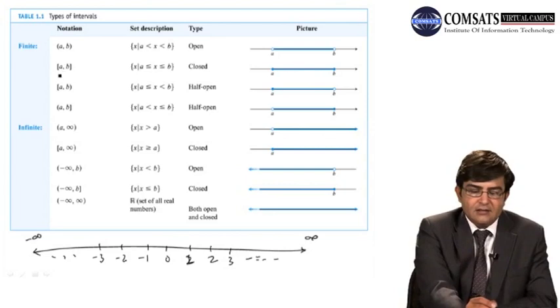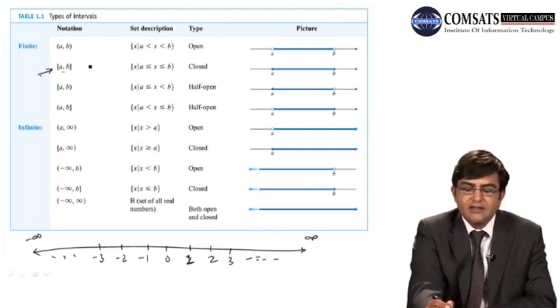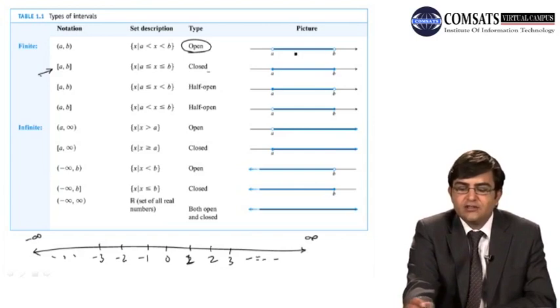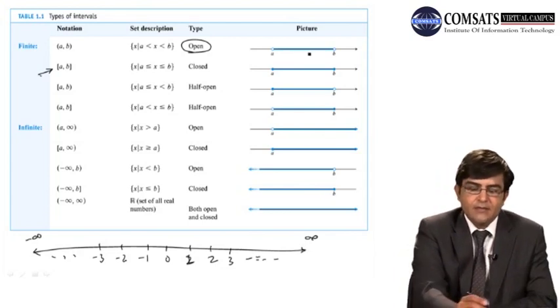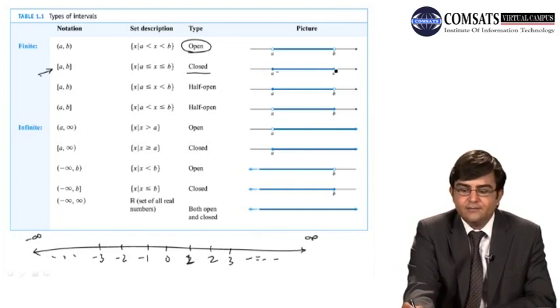If we have an interval defined like this with square brackets [A, B], this interval is called a closed interval and the previous interval is called an open interval, because the endpoints of the interval are not included in that set of real numbers. But this interval is called a closed interval, and it also contains the endpoints because the circle is filled.